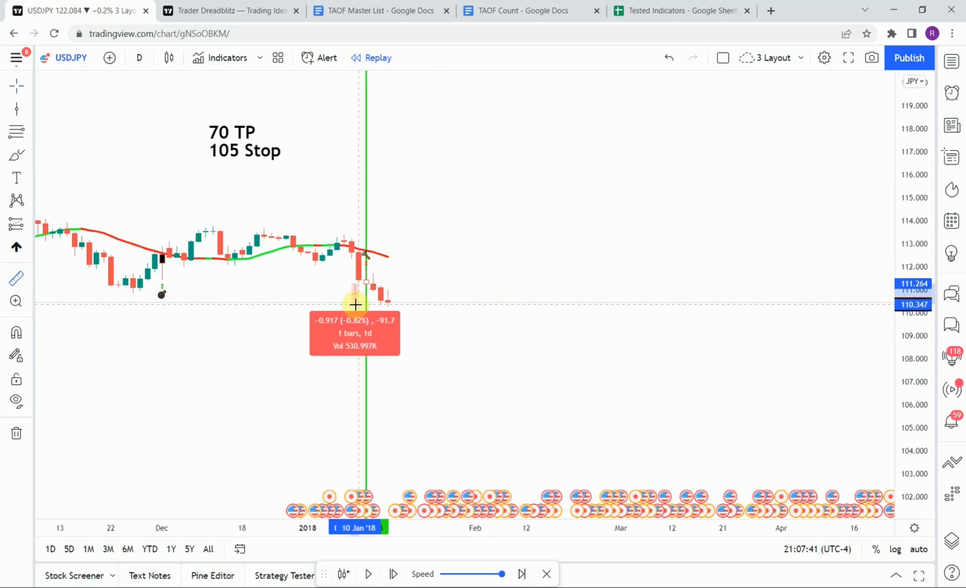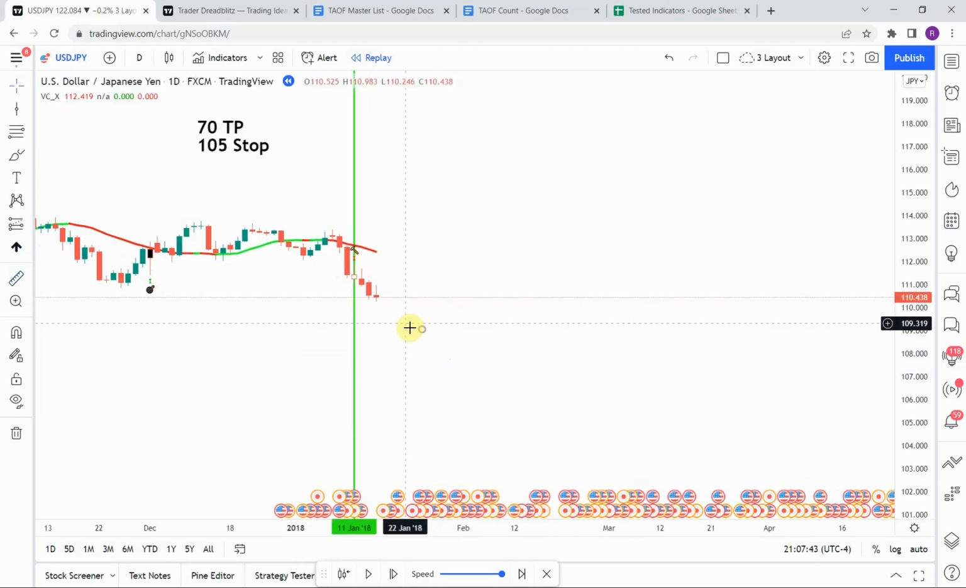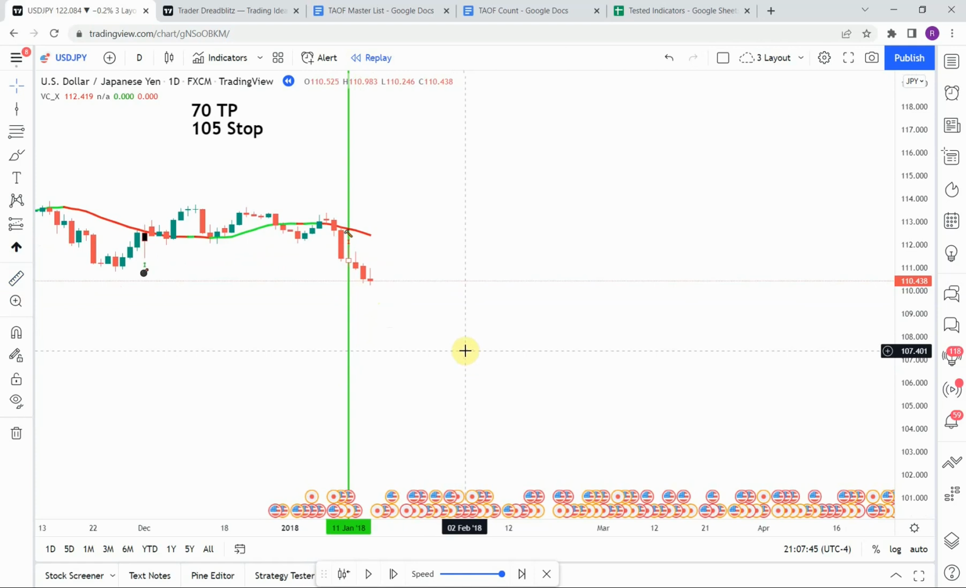Then we get a nice push to the downside and we were able to get to take profit. So let's go ahead and continue on.